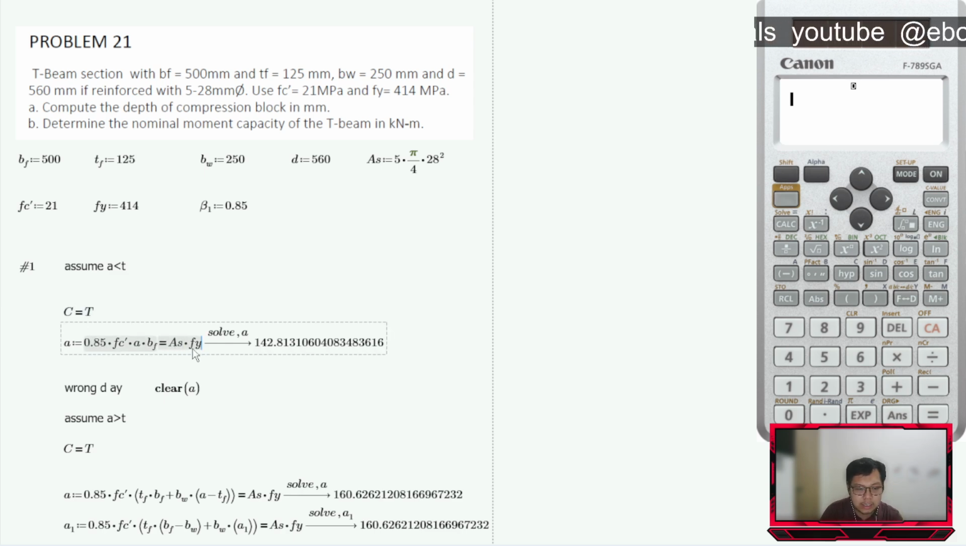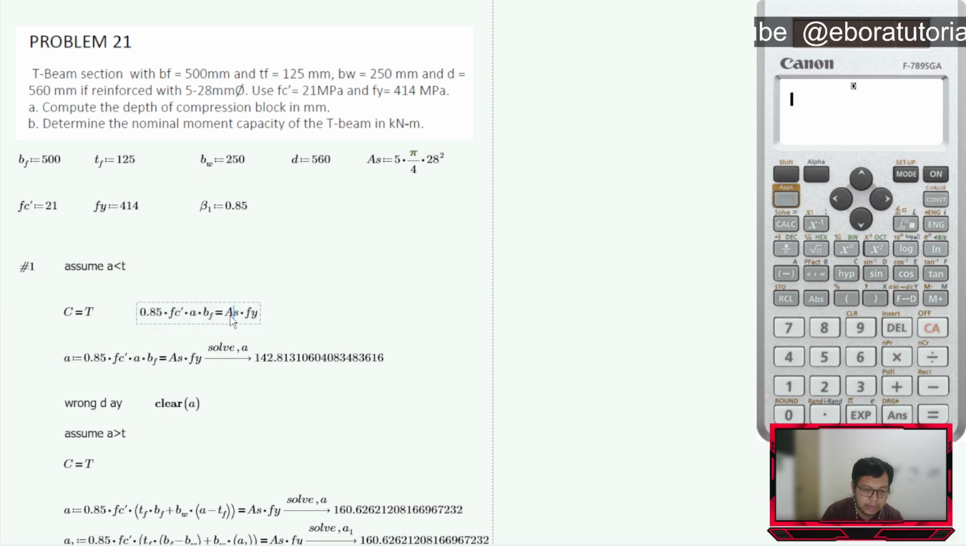C equals T. C is 0.85 f'c a b, and T is As fy. Notice I automatically assumed fy. All the variables are given except a, the concrete compression block. After solving, a is 142, which means our assumption was wrong, because I assumed a is less than T. Notice, T is 125, a is 142. So we got the wrong a. However, we know this is case 2. We did this to check if it is case 1 or case 2.